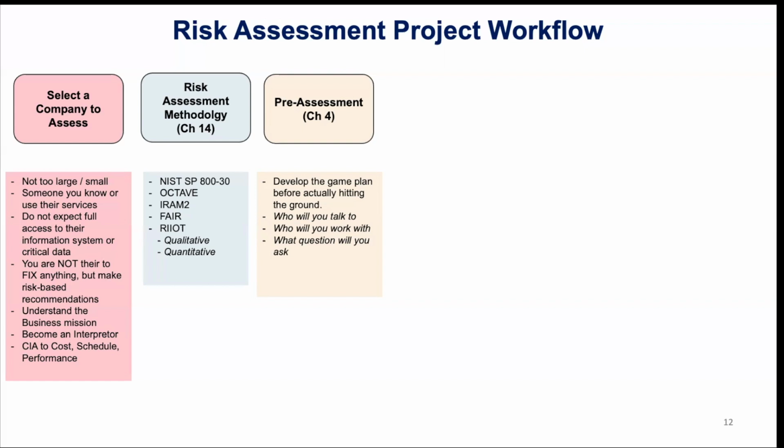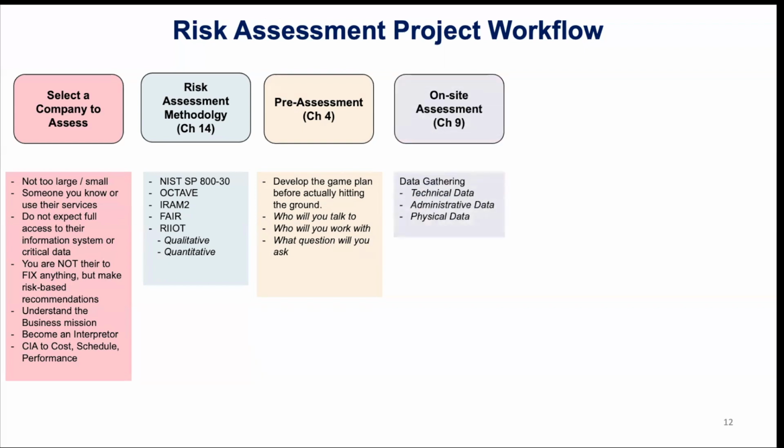Have those things pre-scripted. I would like to get this type of information: what your network looks like, your network model, network design diagram, and now I can start looking at your business plan, business model, and critical information. So that you've put some thought into asking those questions. That's the pre-assessment. Then when you get on site, you can start your data gathering. Chapter 9 again gives you some good insight on how to collect data, whether it's technical data, administrative data, or physical security data. So now you're able to collect the data.